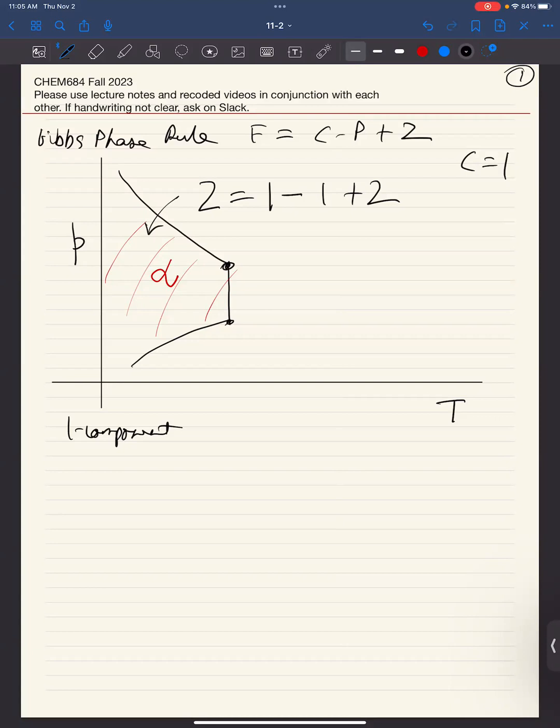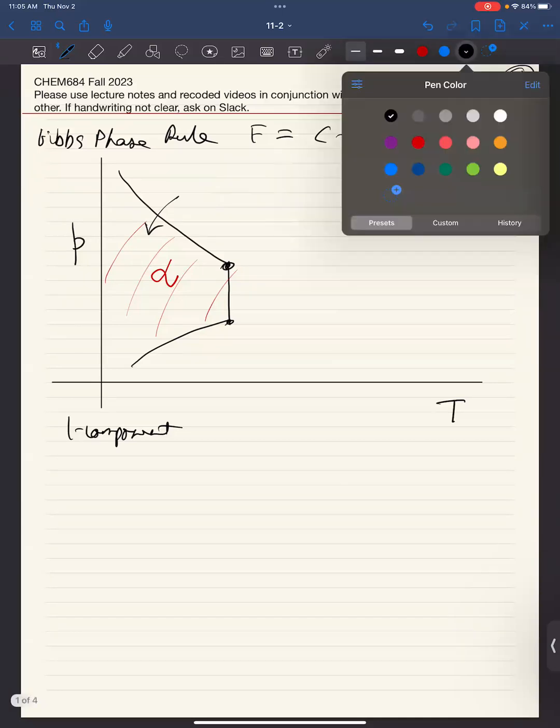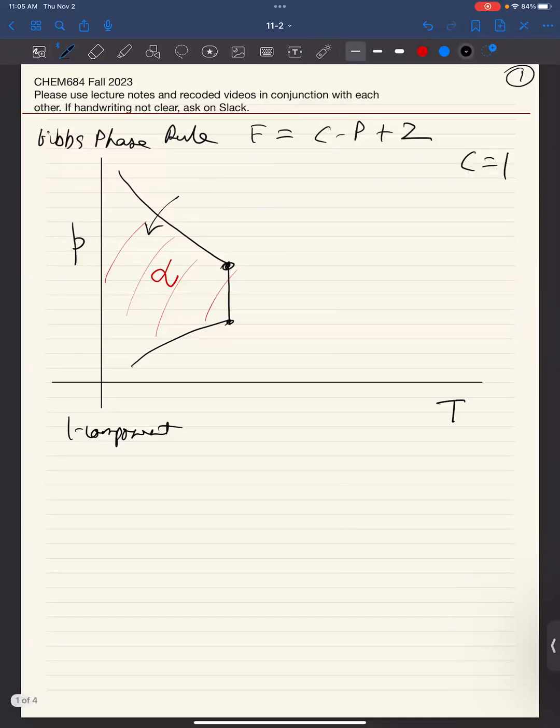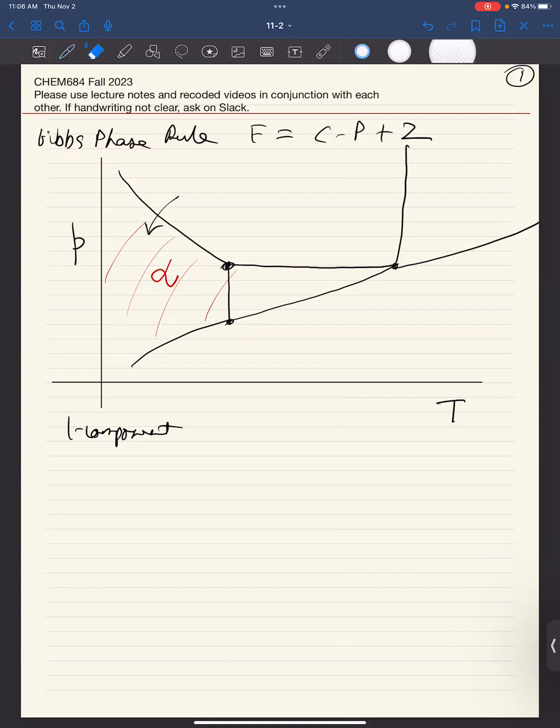Okay, Camille, you're not done yet. Now let me remove this part, and I'm going to draw more lines. What I want you to do, Camille, is to tell me where I will make exactly one mistake. And it's a one component system. I'm going to mark phases, and then I would like you to tell me where the mistake is.